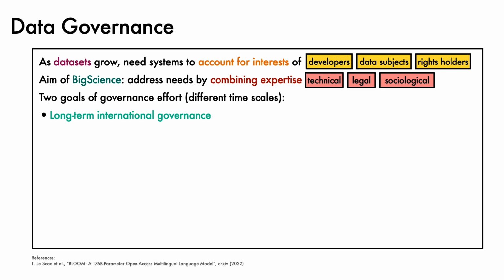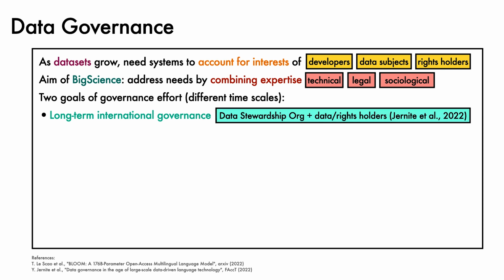Work in this direction is reported in Jernite et al., who describe a model for data governance in which a data stewardship organization works together with data holders and data rights holders. The second was to provide concrete recommendations for BigScience project data that drew on lessons from this effort, given that it was not possible to fully set up an international organization in the short time span of the project.